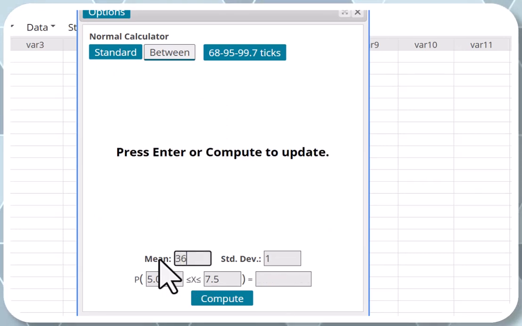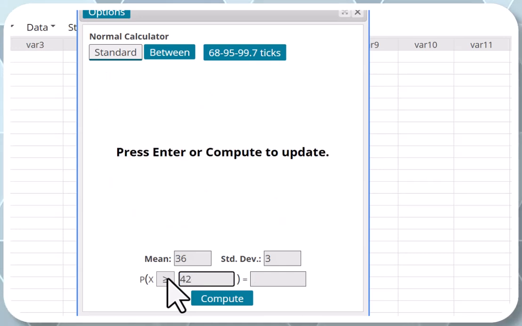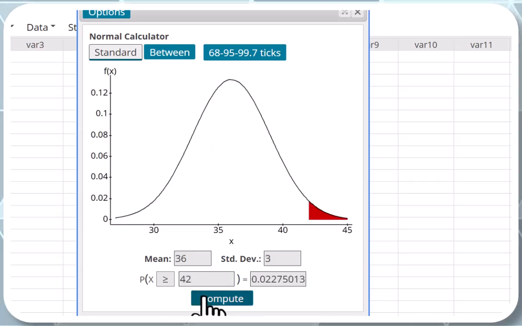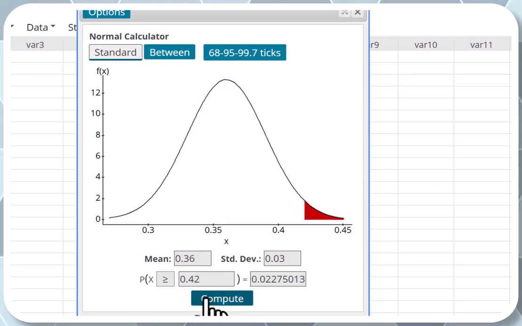36, 3, and exceeds means greater than 42. It's 0.0228. And if you change the 36% to a decimal, it would be 0.36. If you change 3% to a decimal, it would be 0.03. If you change 42% to a decimal, it would be 0.42. You should get the same answer. It is the same answer.